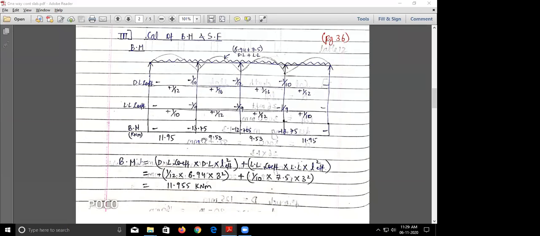So if you take this you will get -13.75. So the same value will be applicable here, -13.75, and then at this point again use the same equation and find out the value. Is this clear everyone? Yes, sir. Okay. So now we got the bending moment at all these points. Okay, 11.95, 13.75 and so on.